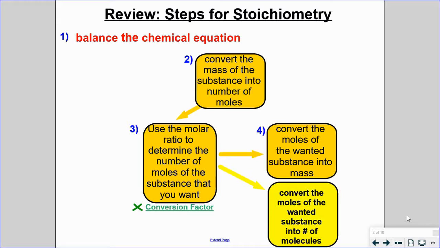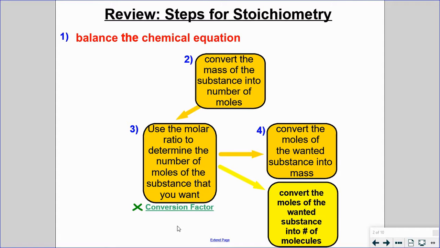After you balance the chemical equation, you need to convert any masses that you have into moles. This is our second step here. Our third step is to use the coefficients that you have in front of your reactants and products as your molar ratio. This will help you to determine the number of moles of the substance that you're looking for. We're going to be using a conversion factor, which we'll go into in a moment.